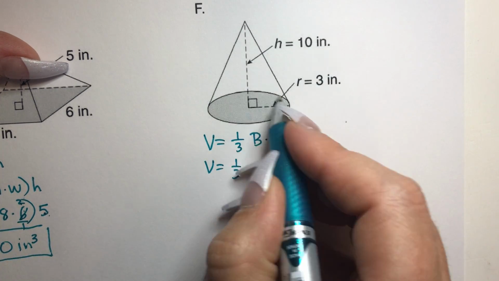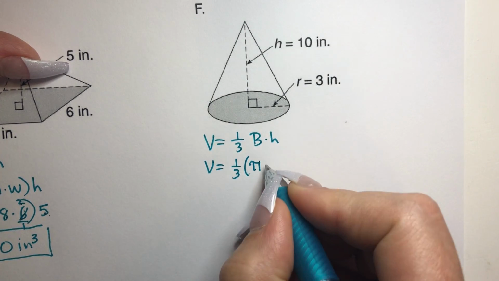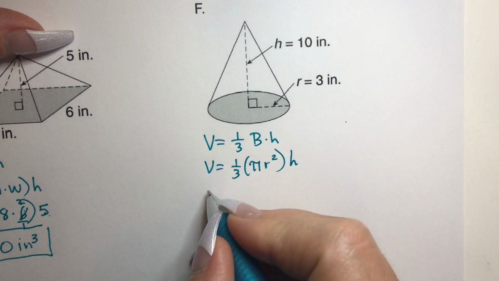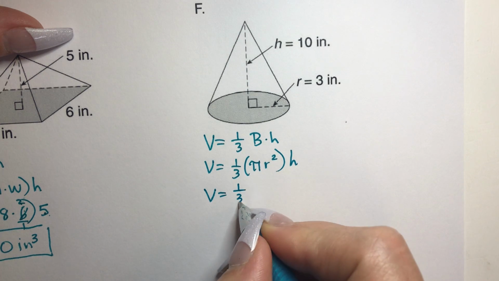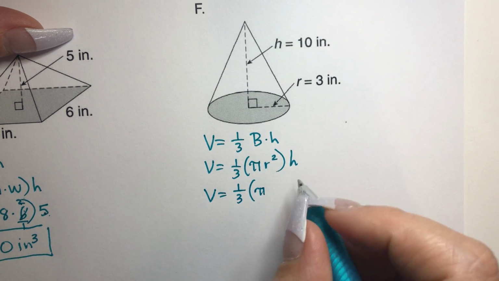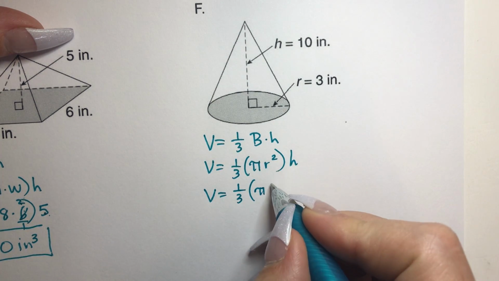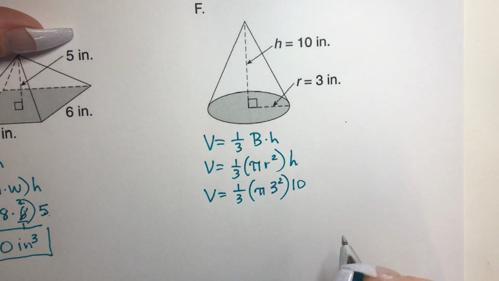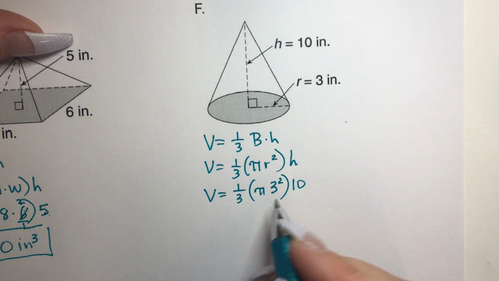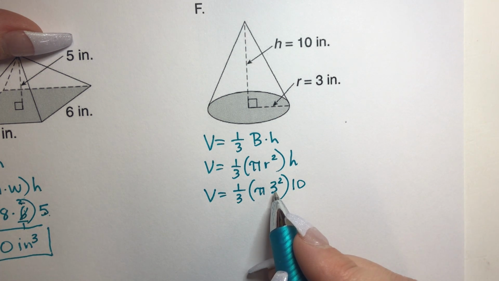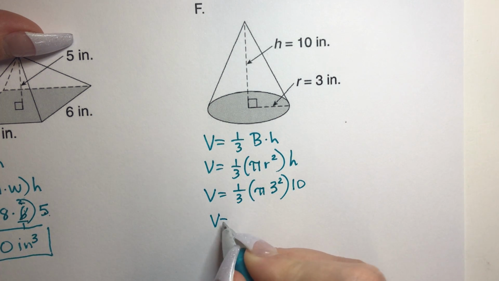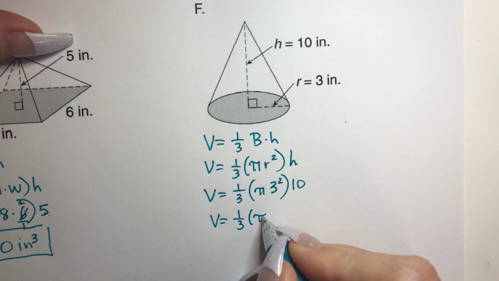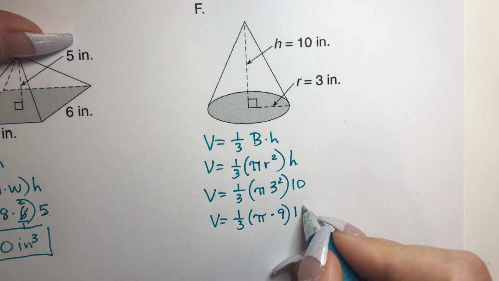1/3. The area of the base is a circle, so it's going to be pi r squared times the height. Okay, now we substitute in what all of these things mean. The radius is 3, so 3 squared, and the height is 10. Ooh, what a lovely number. Okay, so I'm going to do this exponent. 3 times 3 is 9. 1/3 pi times 9 times 10.